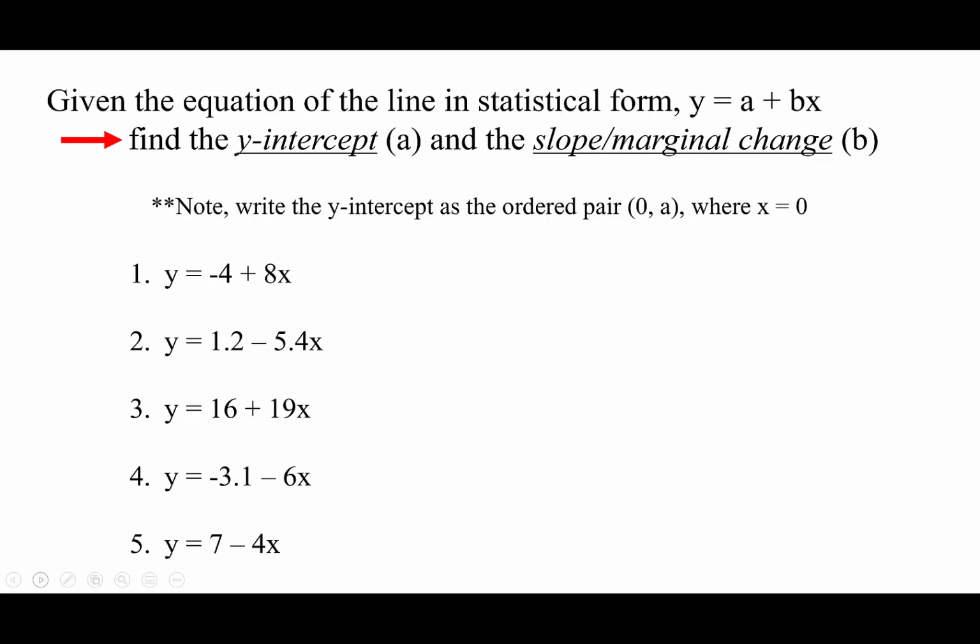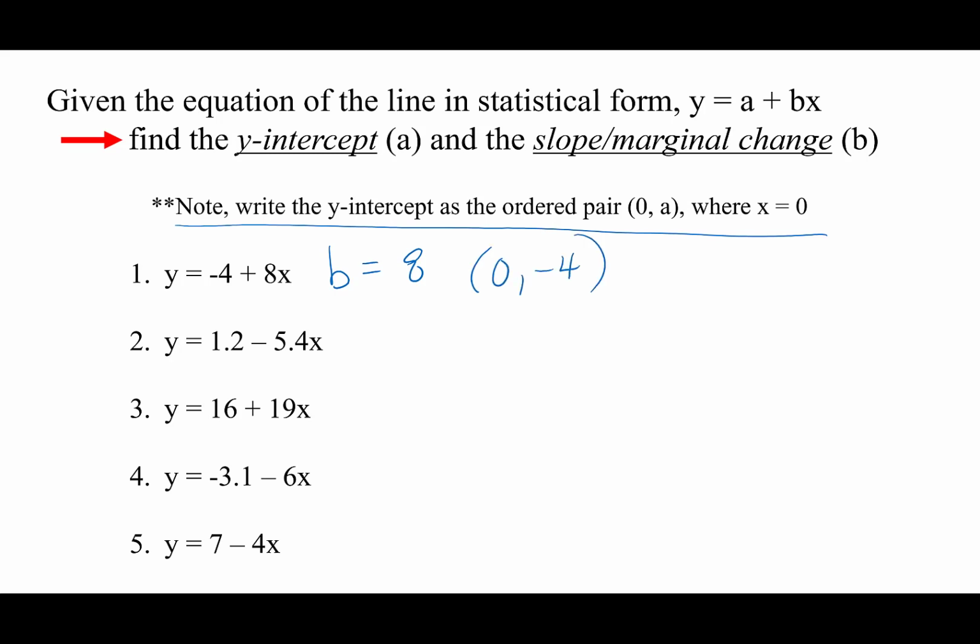These next questions, I have provided the equation, and I want you to be able to pull out the y-intercept and the marginal change value. Now, I do want you to look at this note. I want you to give me the y-intercept as an ordered pair, (0, a), because you know from algebra the y-intercept is where the line crosses the y-axis. Take a look at the first equation, y equals -4 plus 8x. So the marginal change, b, is 8, and the y-intercept, a, is -4, and so the y-intercept would be (0, -4).